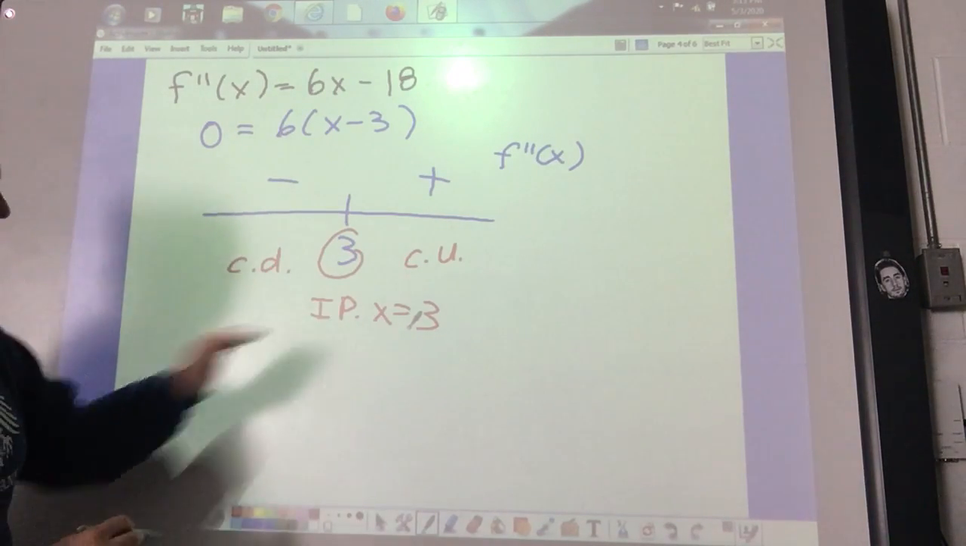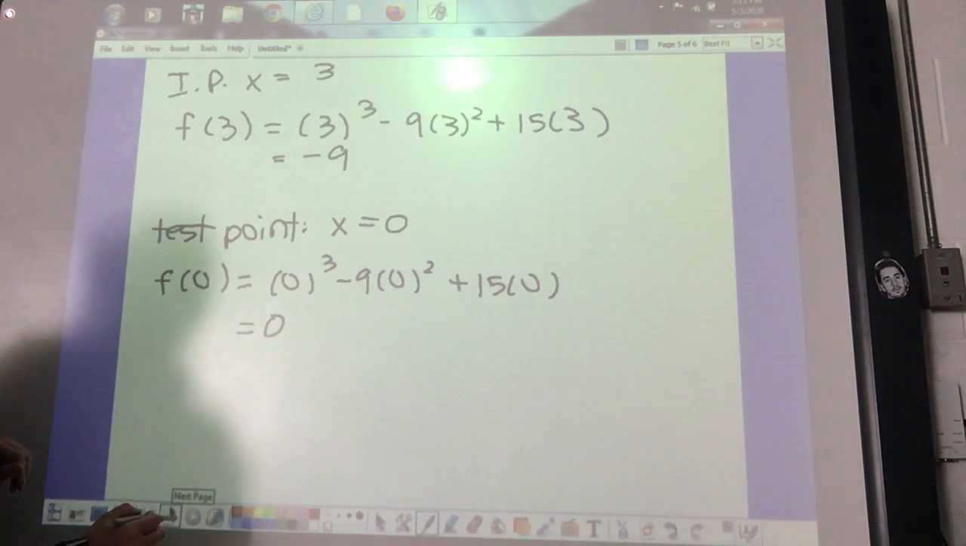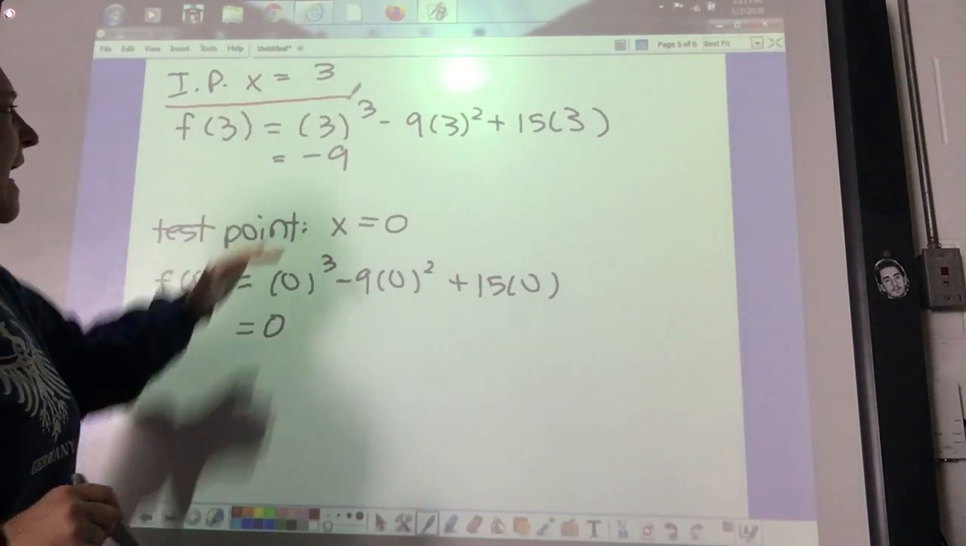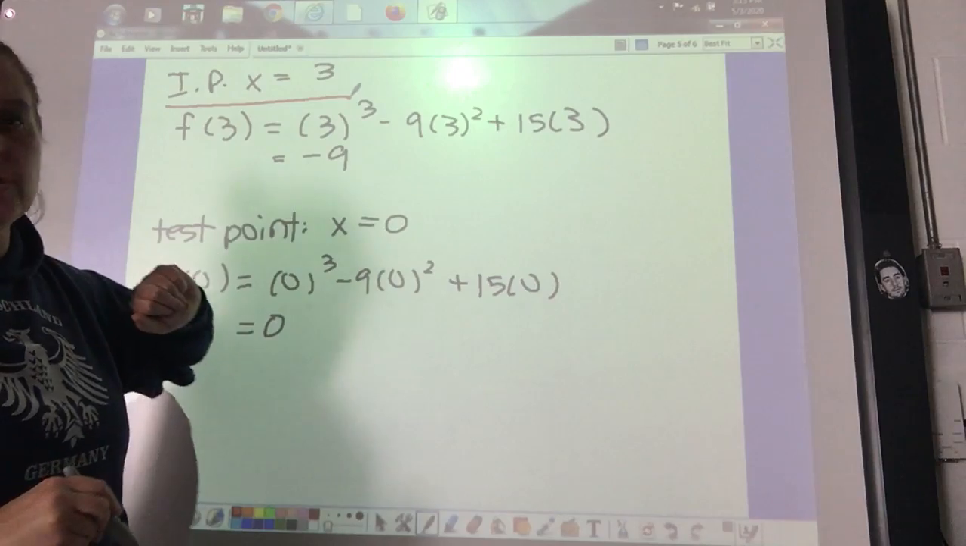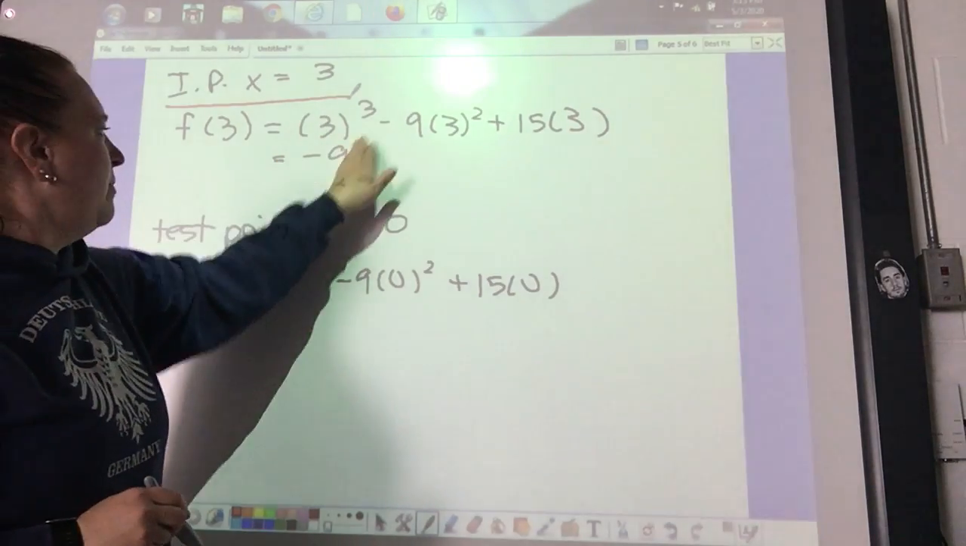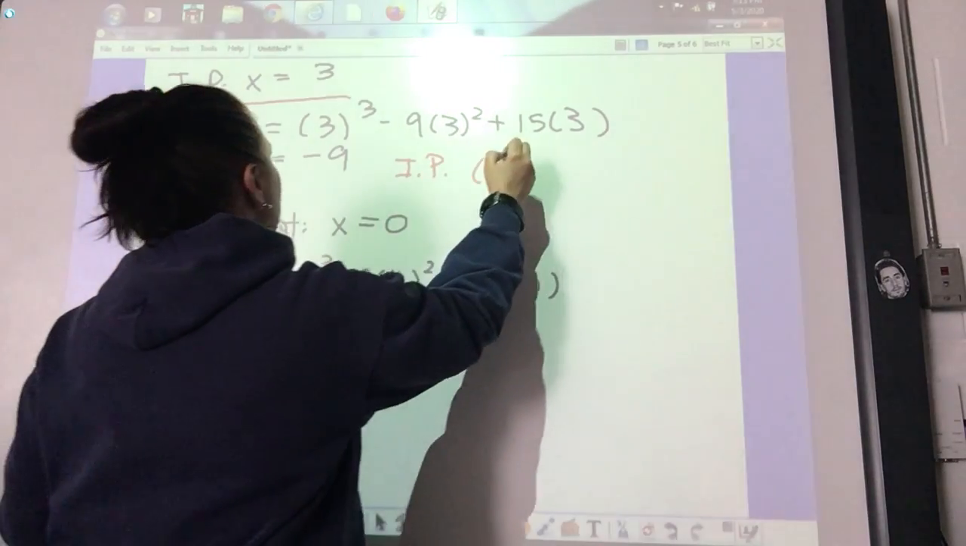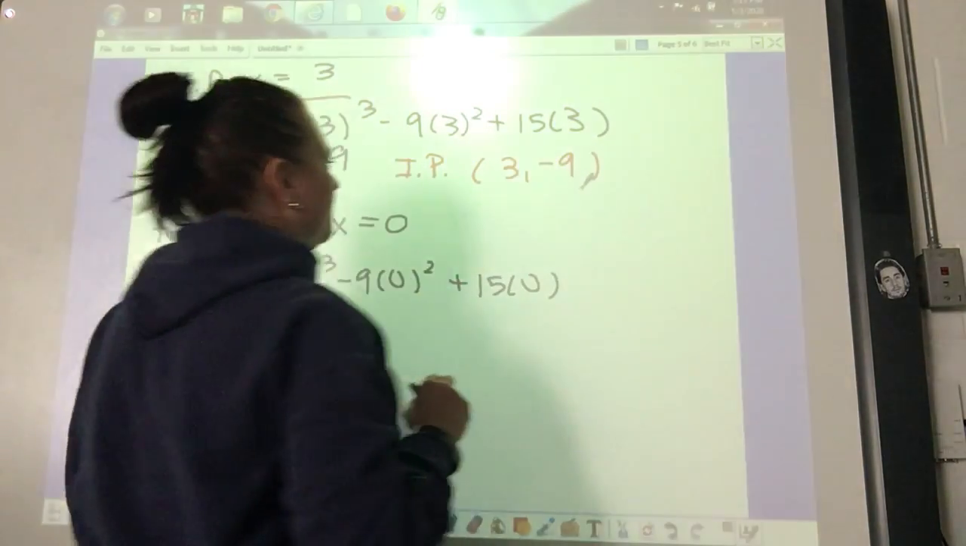So we need to find the corresponding y value, so I think I set it up here. Yeah. So we know we have an inflection point when x equals 3. Again, plug that back into the original function, not the second derivative. So when I plug that in, I should get negative 9. So now I know I have an inflection point at (3, -9).